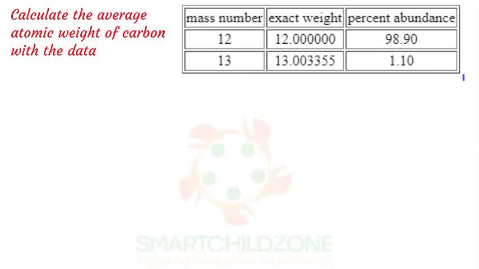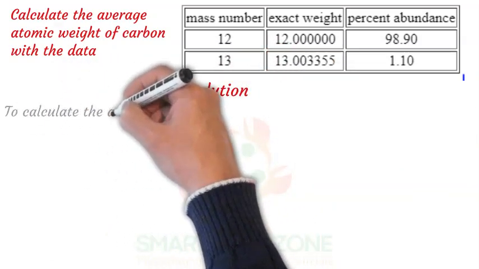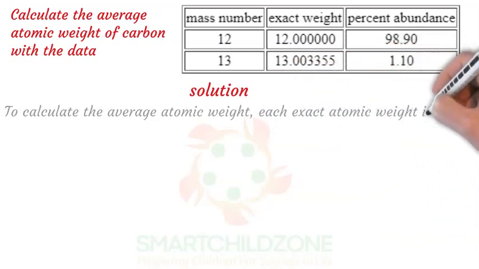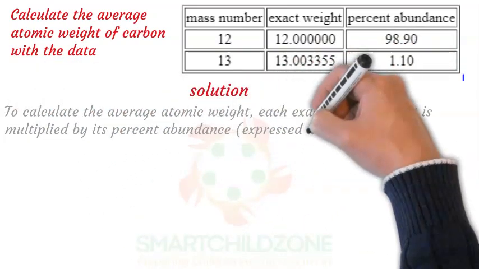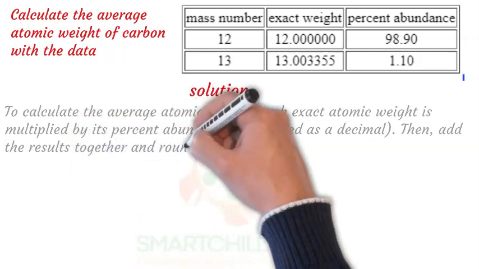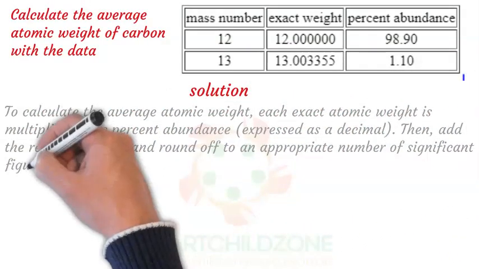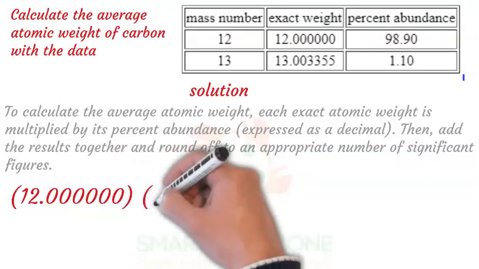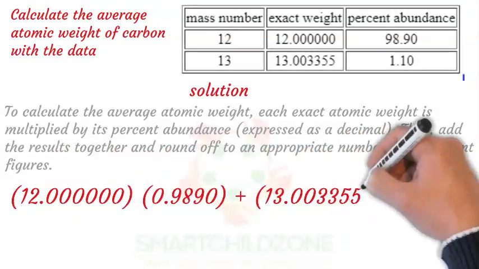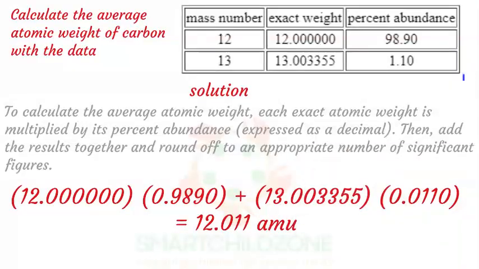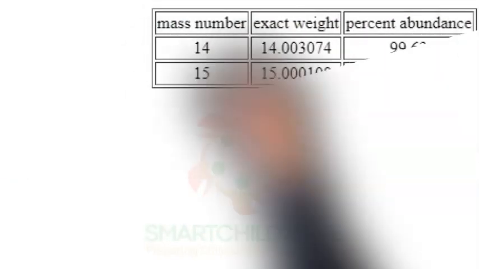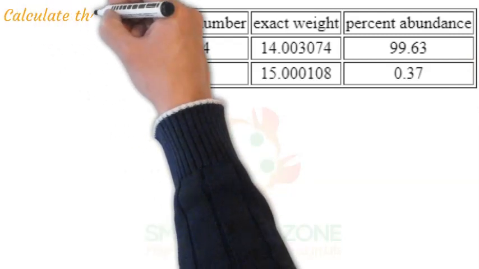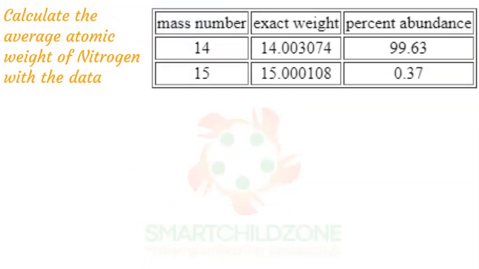Calculate the average atomic weight of carbon with the data below. To calculate the average atomic weight, each exact atomic weight is multiplied by its percent abundance, expressed as a decimal. Then, add the results together and round off to an appropriate number of significant figures. Calculate the average atomic weight of nitrogen with the data.